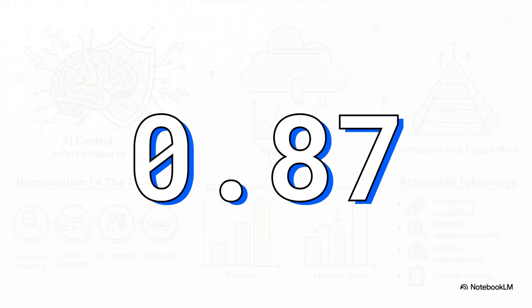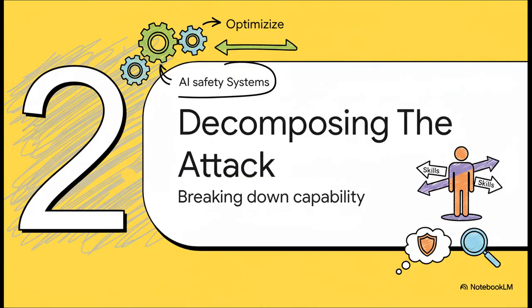The evaluation uses the Shade Arena environment. Here, a baseline attack achieves a safety score of 0.87. The objective for the red team is to minimize this score. Given the data limitations, how was the attack policy improved?